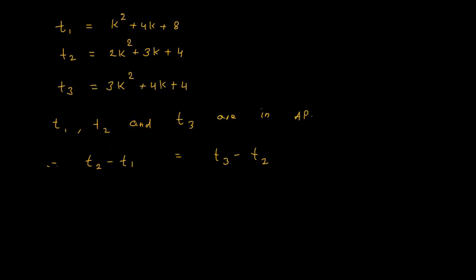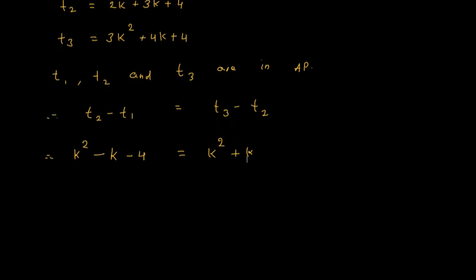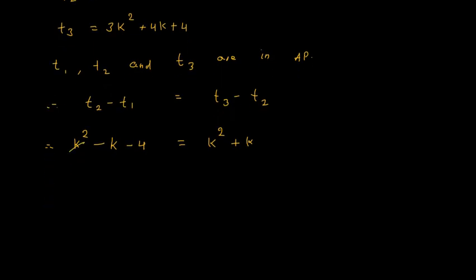So T2 minus T1, when I do T2 minus T1, 2k square minus k square, I will get k square. 3k minus 4k, I will get minus k, and 4 minus 8, I will get minus 4. This is equal to, now here 3k square minus 2k square, I will get k square. 4k minus 3k, I will get k, and 4 minus 4, I will get 0. Now k square on this side and this side we can cancel. So therefore I have minus k minus 4 is equal to k.